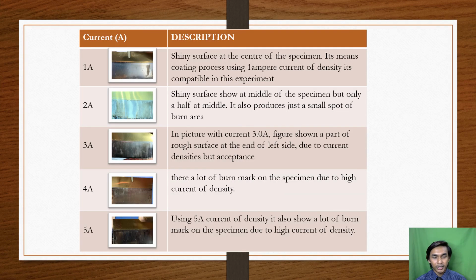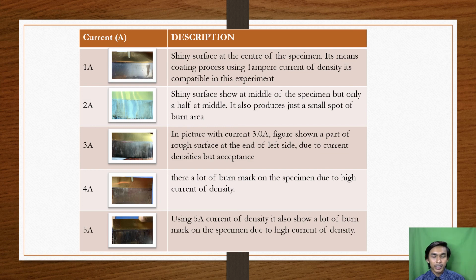Lastly, for the original product design, the table shows the 5 specimens that have been coated with different current densities. The first picture shows a shiny surface at the center of the specimen. It means the coating process using 1 ampere current density is compatible for this experiment for my project.